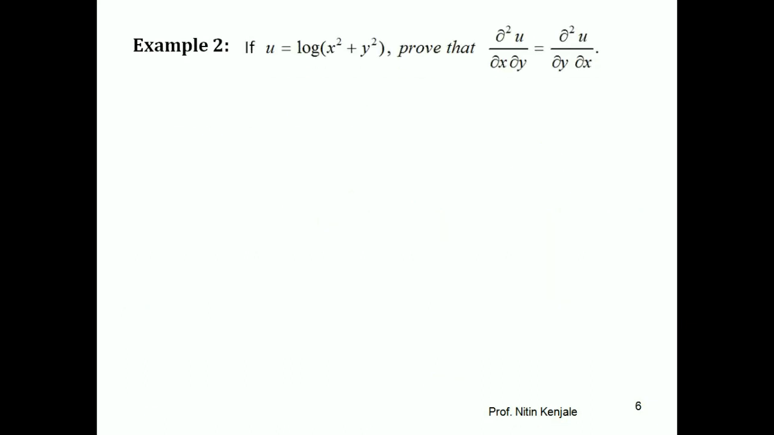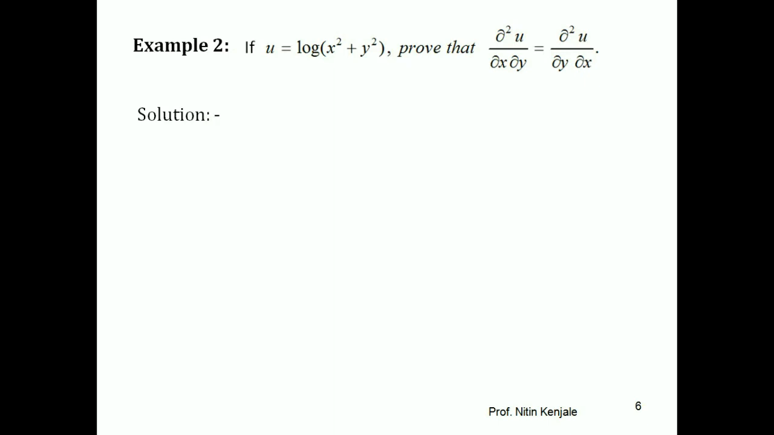Now look at example number 2. It is similar to example number 1. I just changed the function. Here function is u is equal to log of x square plus y square. U is a function of x and y here. Here we have to prove del 2u by del x del y is equal to del 2u by del y del x.